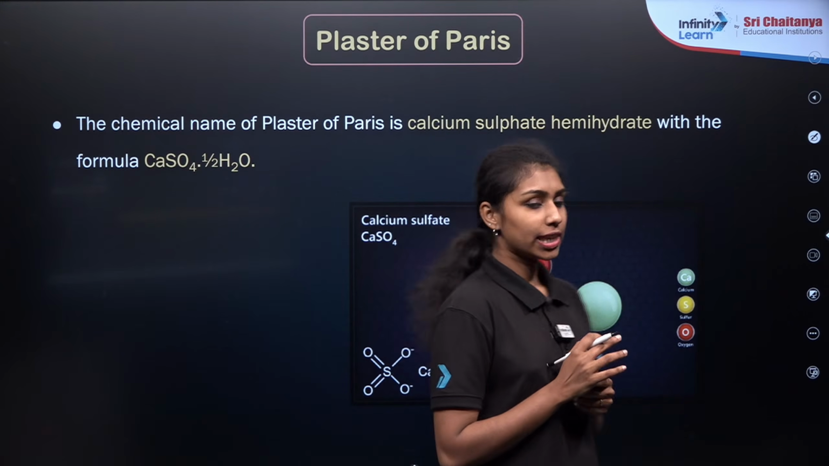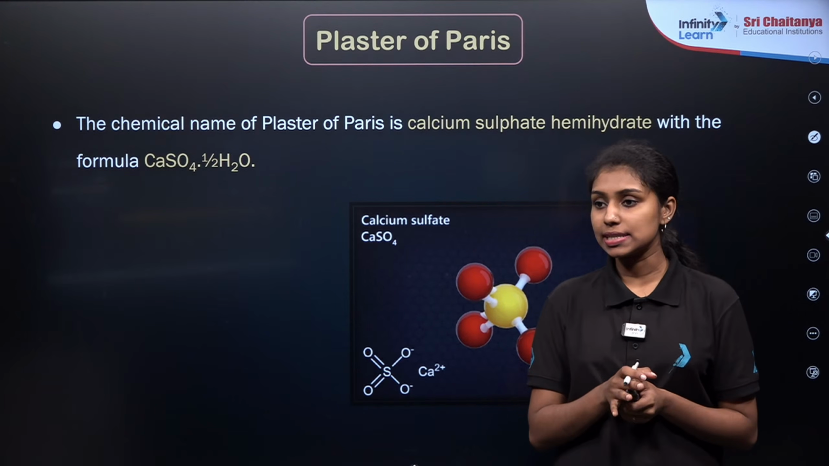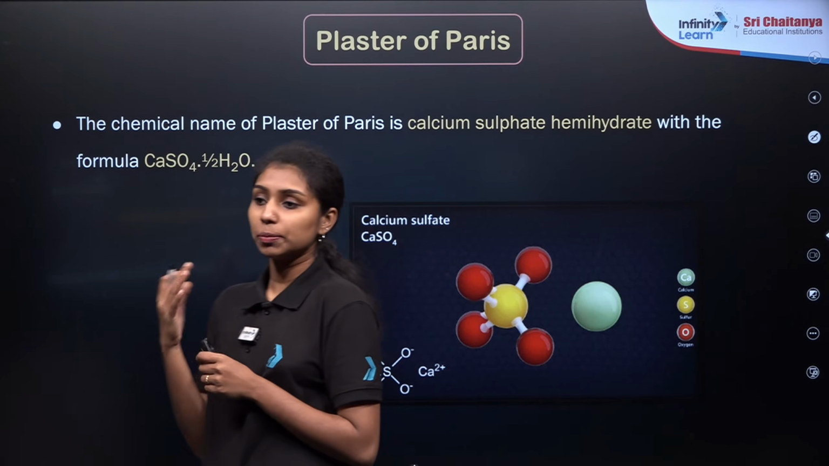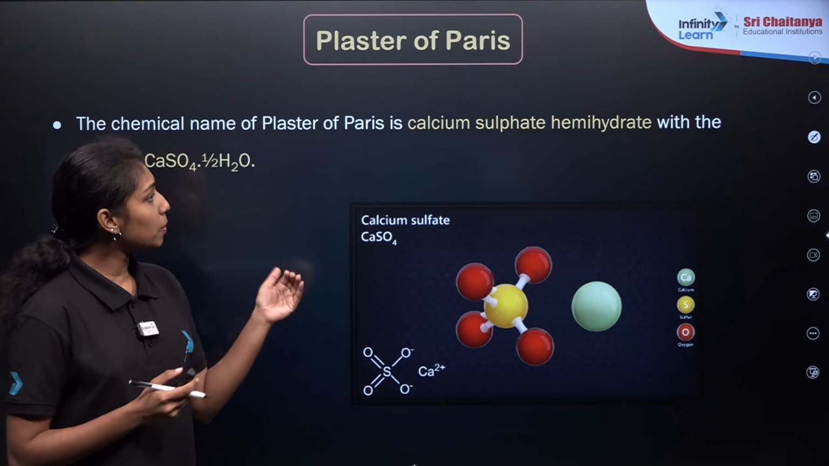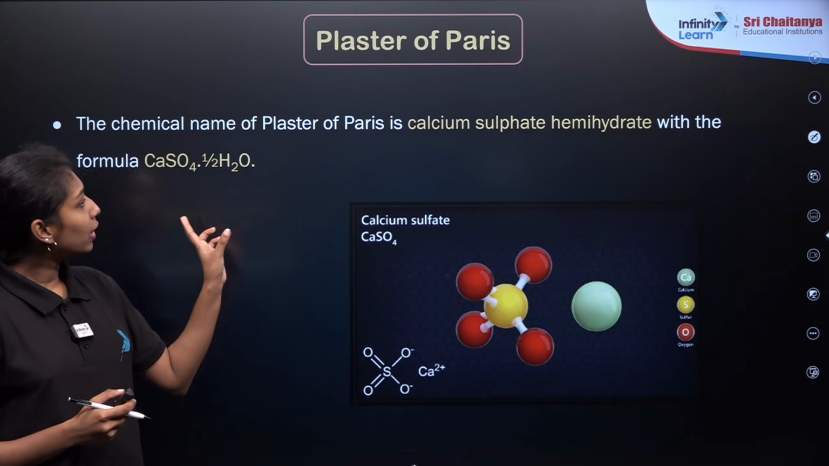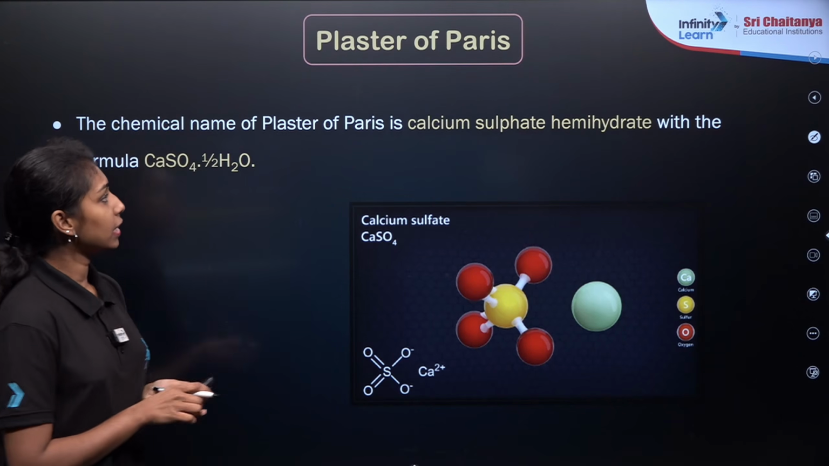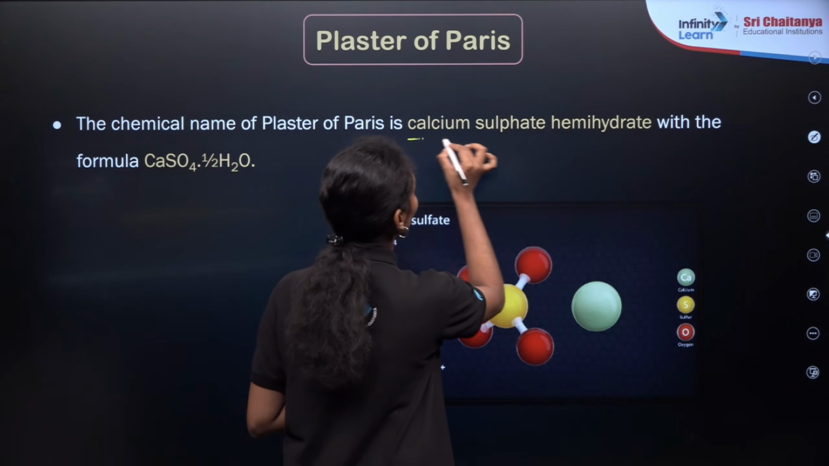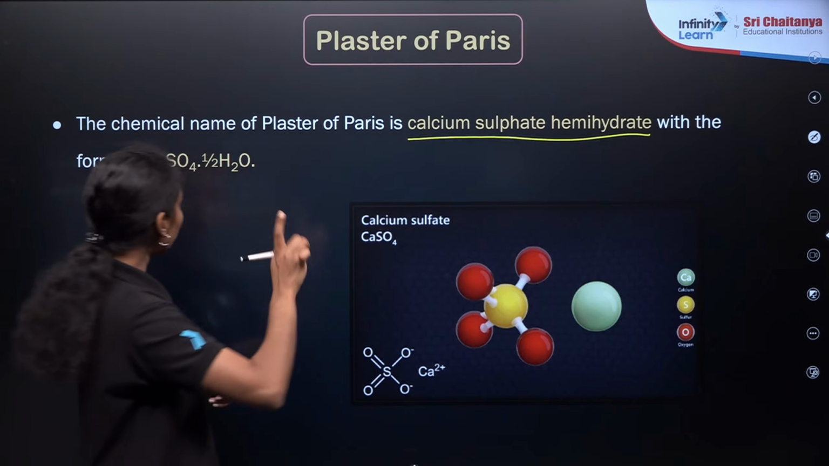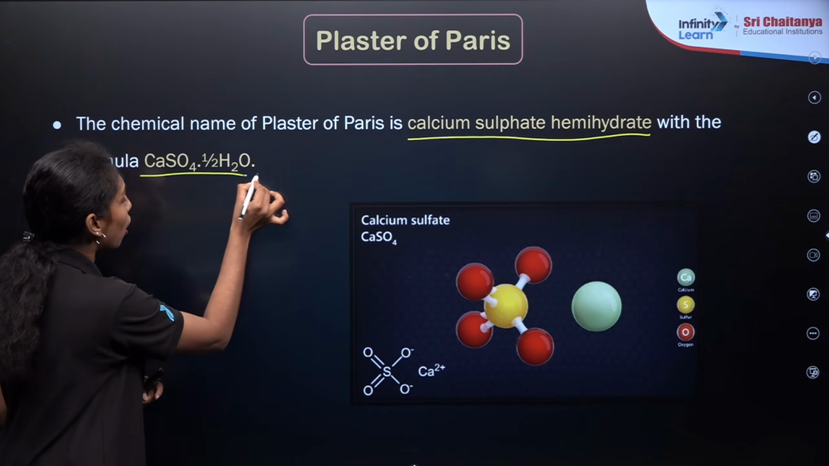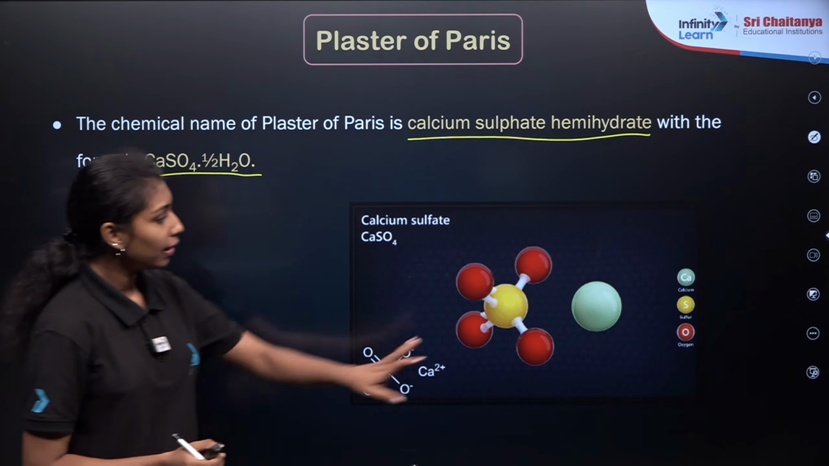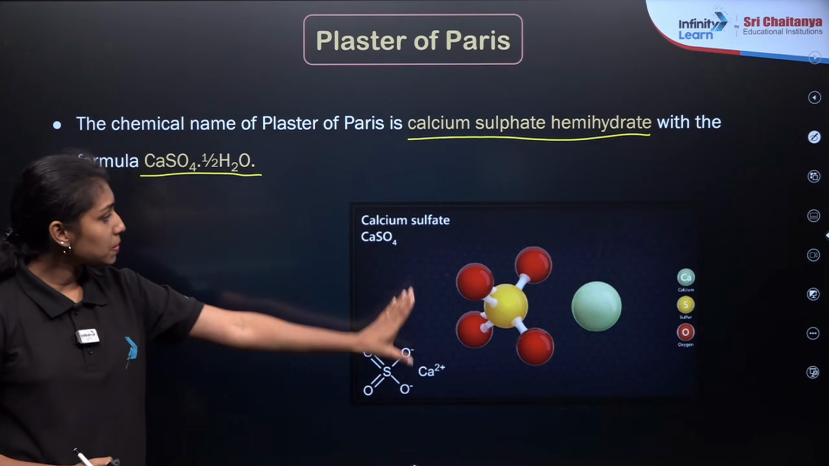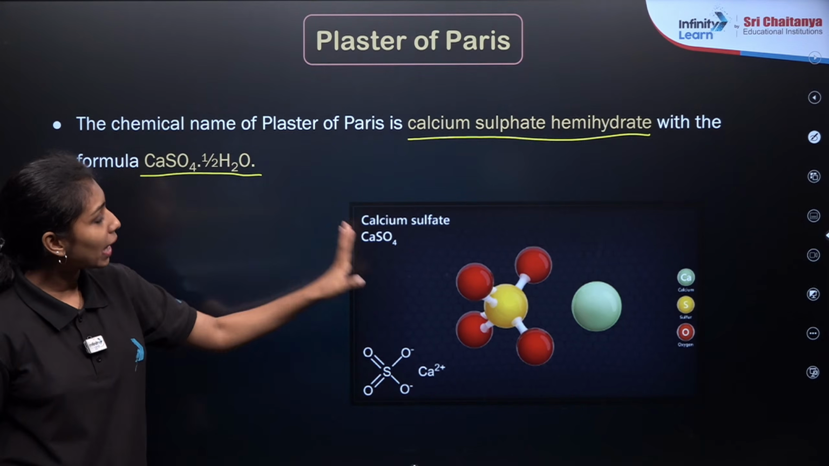Now the next compound given in your textbook is plaster of Paris. As we already know, if you have a crack in your bones, the doctor will suggest putting on a covering of plaster of Paris, a white colored substance. This is known as calcium sulfate hemihydrate. Its chemical formula is CaSO4.½H2O. Clear? This is the chemical bond between the calcium sulfate and the water.